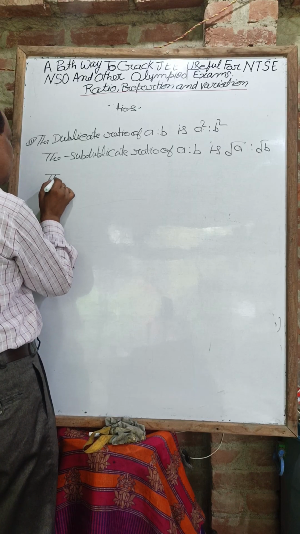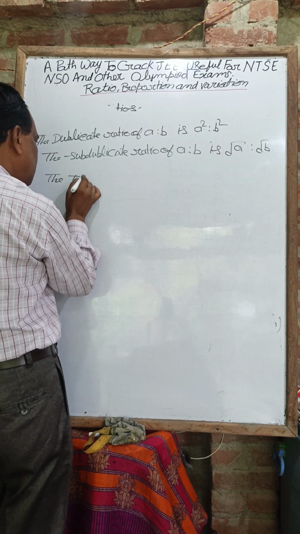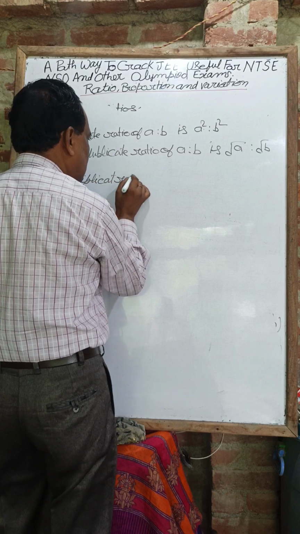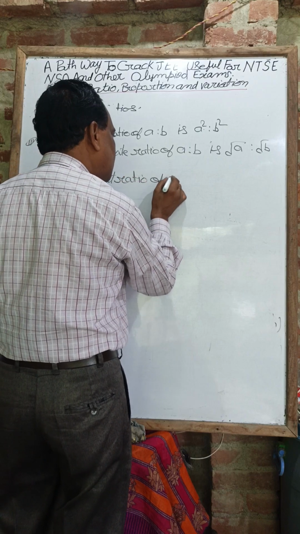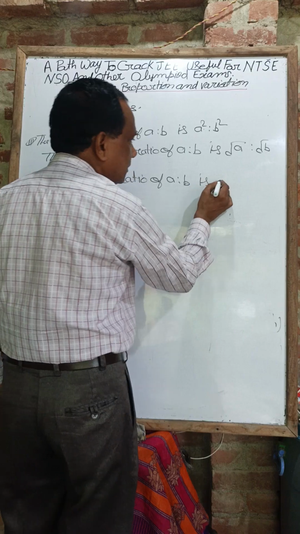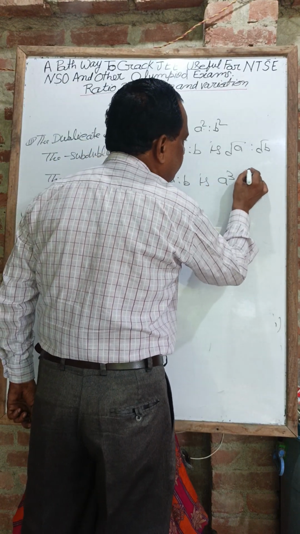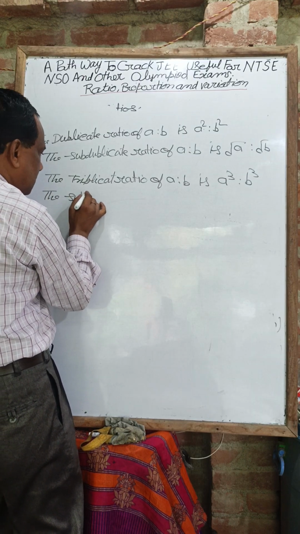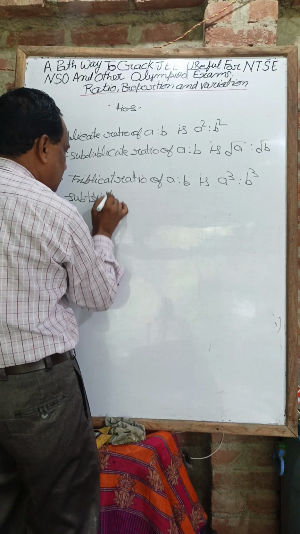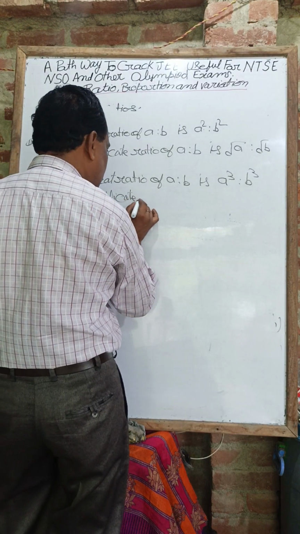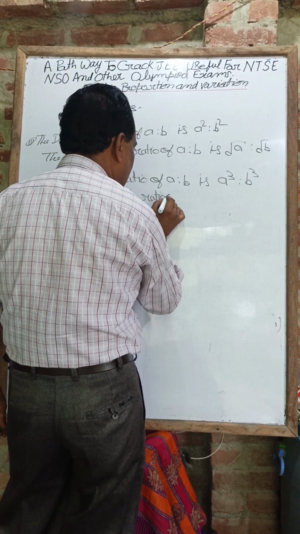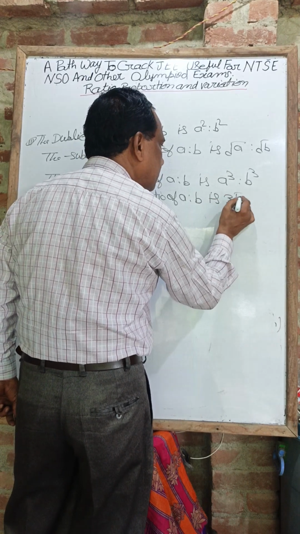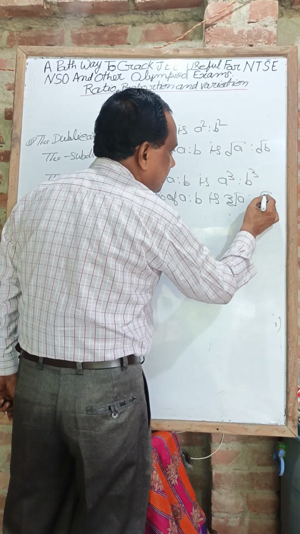The triplicate ratio of A is to B is A cube is to B cube, and the subtriplicate ratio of A is to B is cube root A is to cube root B.